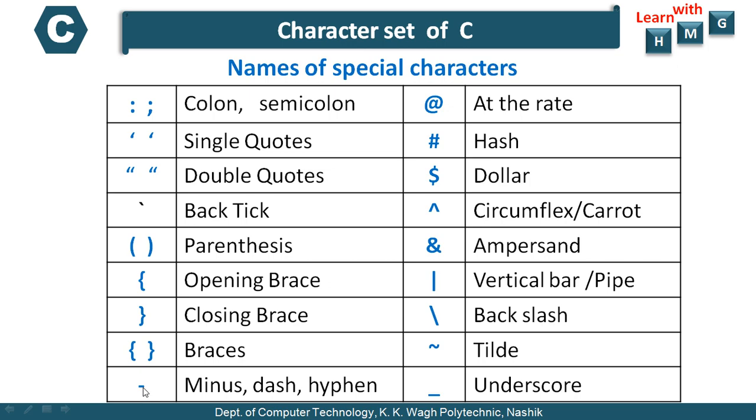Here this is the minus symbol, or dash or hyphen, and opposite to that, this is the underscore symbol, and you can see the difference between minus and underscore. Then above this, @, then hash, dollar, circumflex, also called the caret symbol. Then this is the ampersand symbol. Generally we call it 'and', but the complete name is ampersand. Then this is the vertical bar or pipe symbol. Then this is backslash, the tilde character, and I already explained the underscore. So these are some of the useful special characters which come across in a C program.